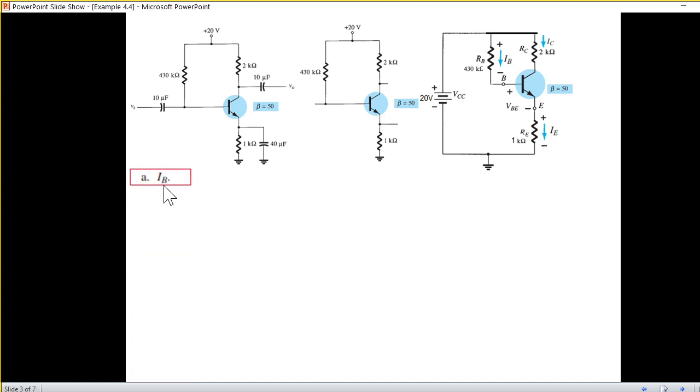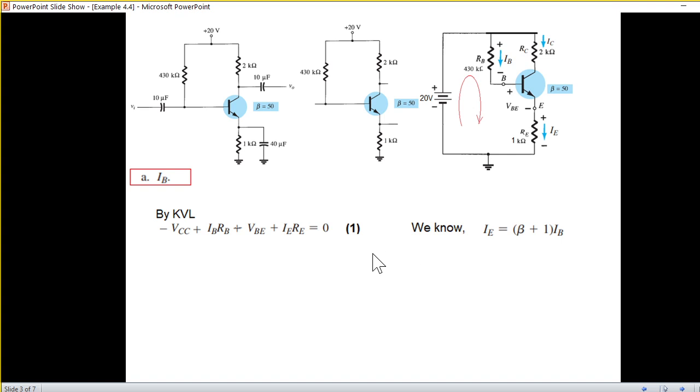So the first is IB. IB is this current. The current in the base is the IB. And for that, we will follow this loop from here all the way to ground. So we'll write KVL. If you go from here, it's minus VCC and then IBRB. Then this is plus VBE and then IERE. This is the main formula. Now I'll plug.